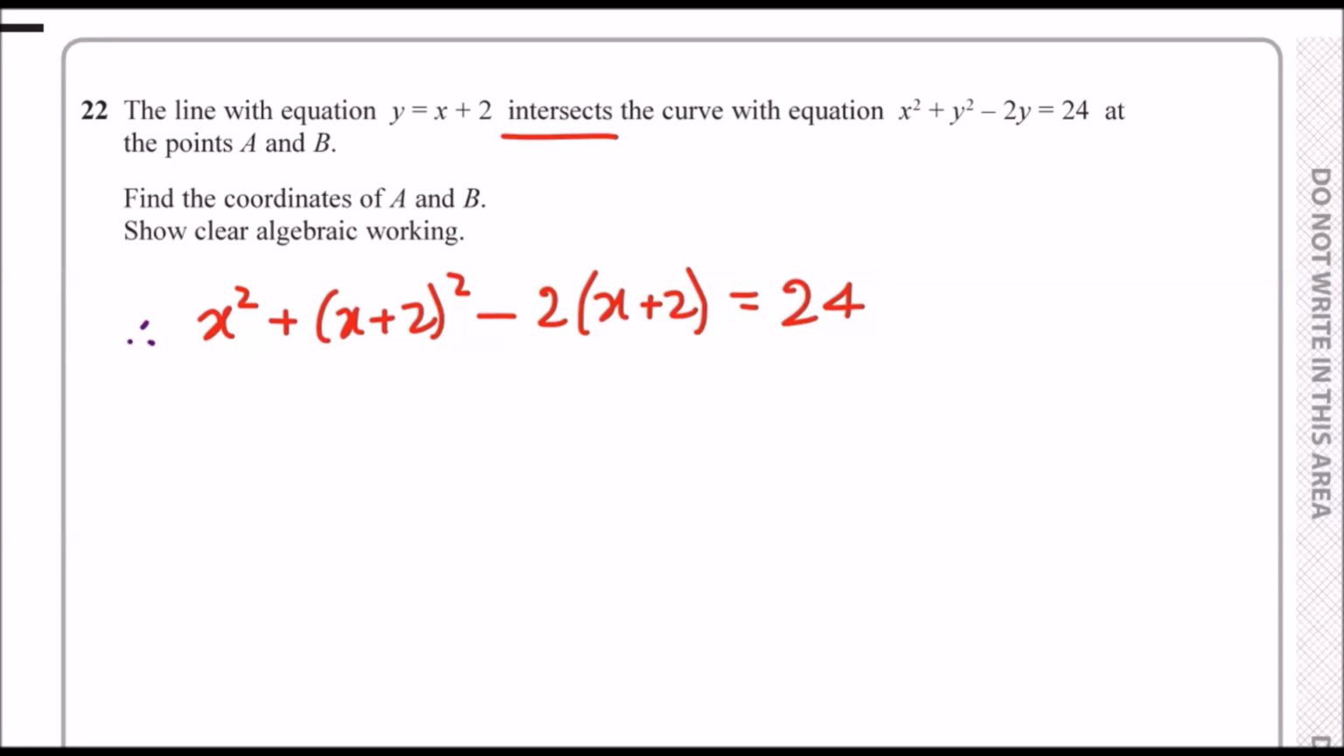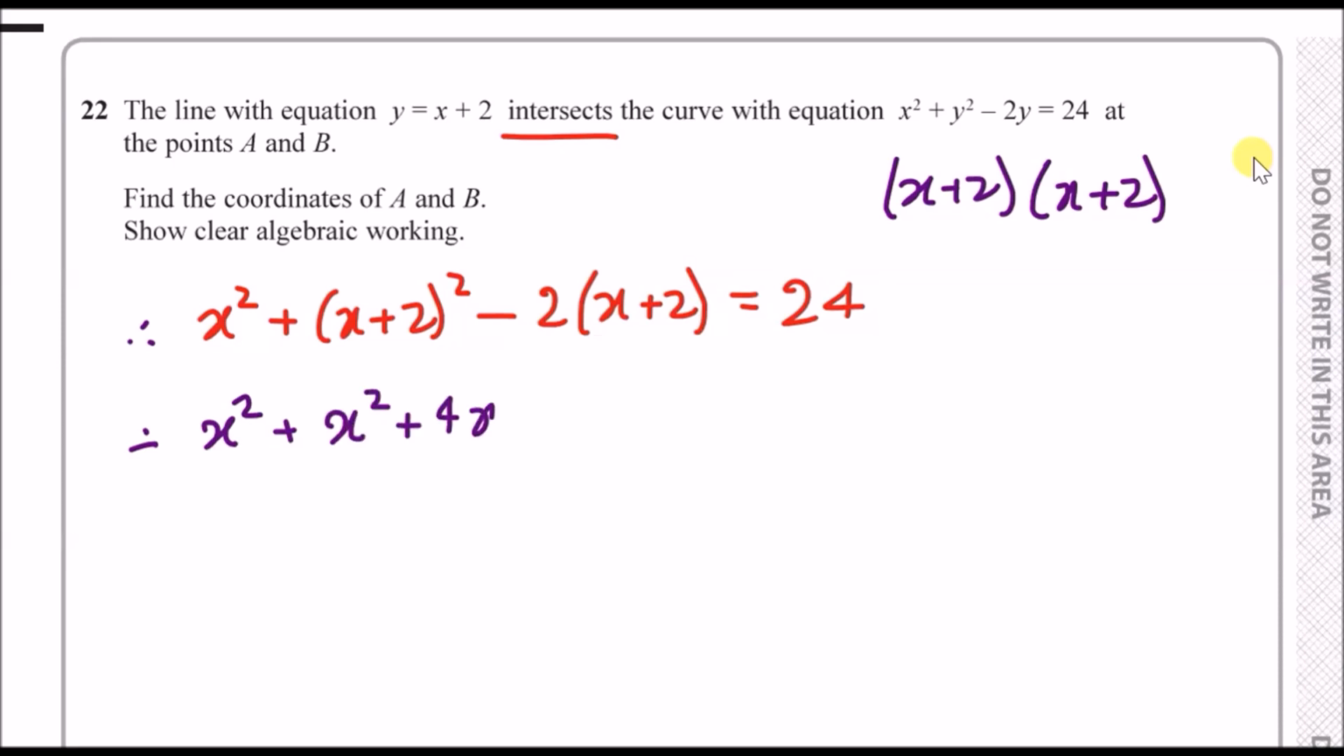So what we have is x squared plus, now expanding this x plus 2 squared, this is just a double bracket, guys. So it's x plus 2 times x plus 2, and you do the same thing, you times it term by term. When you do that, you should get x squared plus 4x plus 4. For the second bit, you have minus 2 times x, which is minus 2x, and minus 2 times 2, which is minus 4. So just expand our bracket, and all that must equal 24.